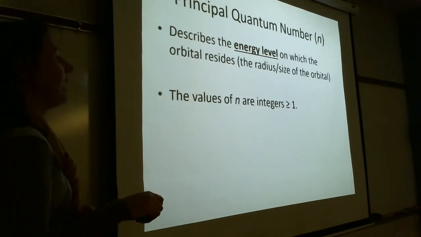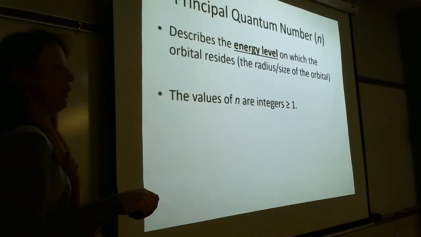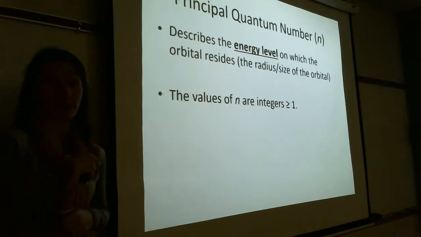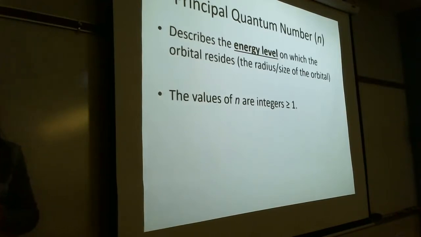So n cannot be 0. It can be 1 and greater, but it cannot be 0. Because if you have a radius of 0, then you're not drawing anything. So n is a whole number integer greater than or equal to 1. It can be 1. It's okay to be 1. It just cannot be 0. And this is the size. This is telling us the size.